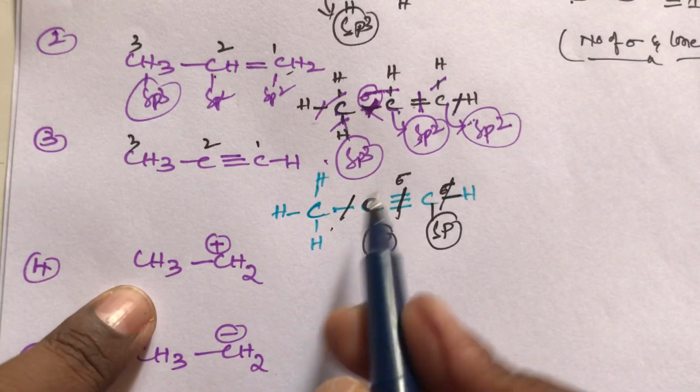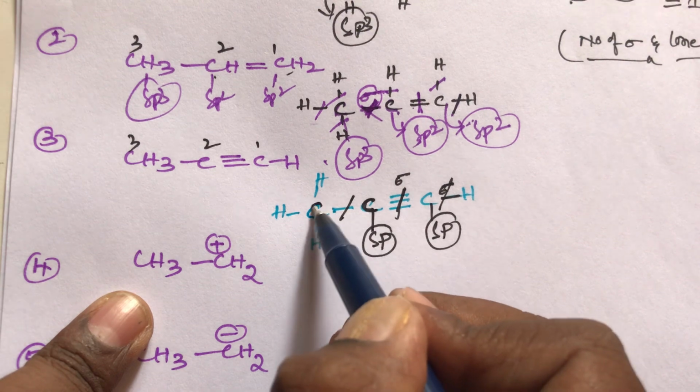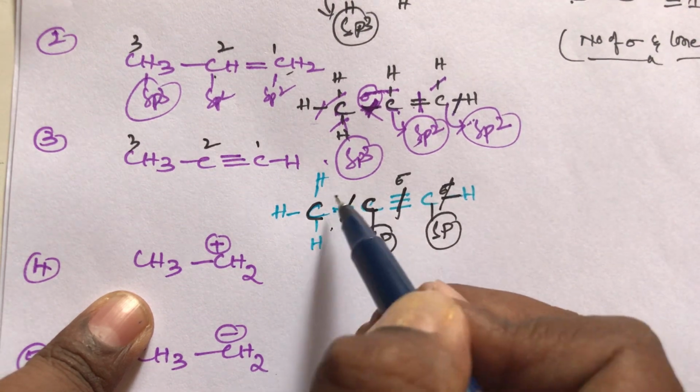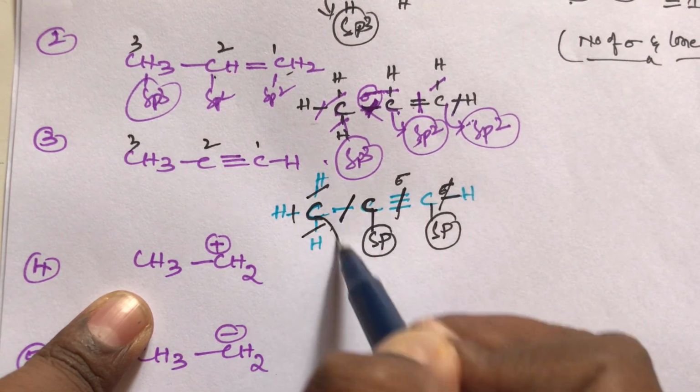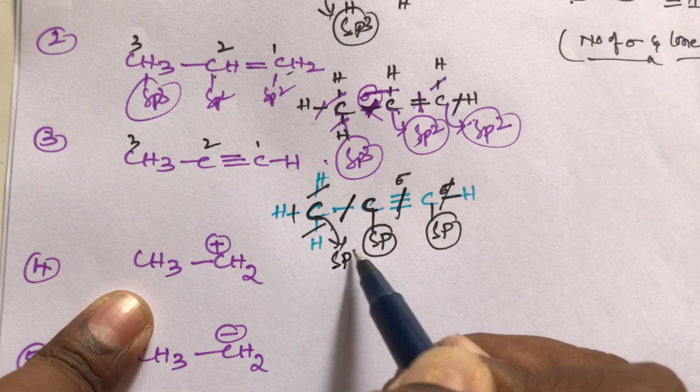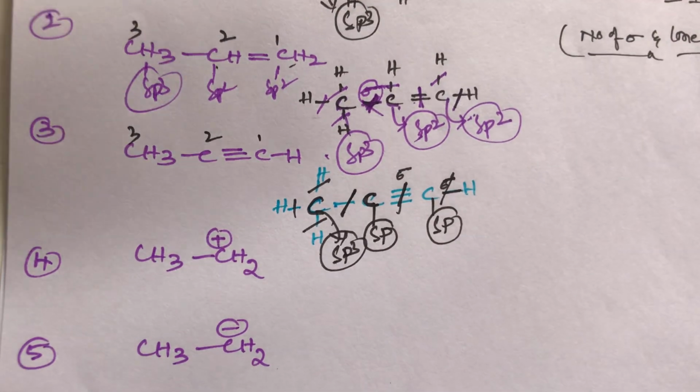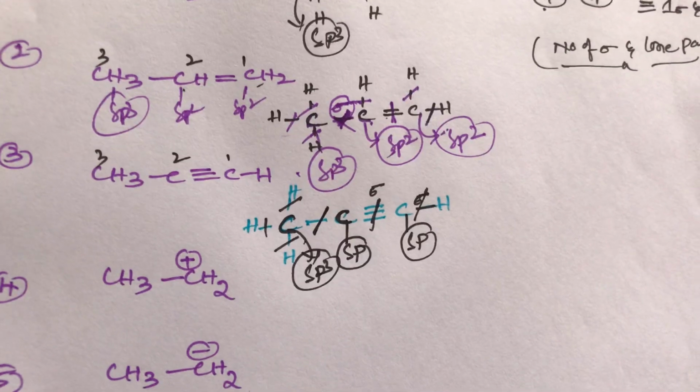And what about the third carbon, student? This carbon has 4 sigma bonds, one sigma from here, 1 2 3 4, so this is sp3 hybridization. This is the simple trick for hybridization, student.